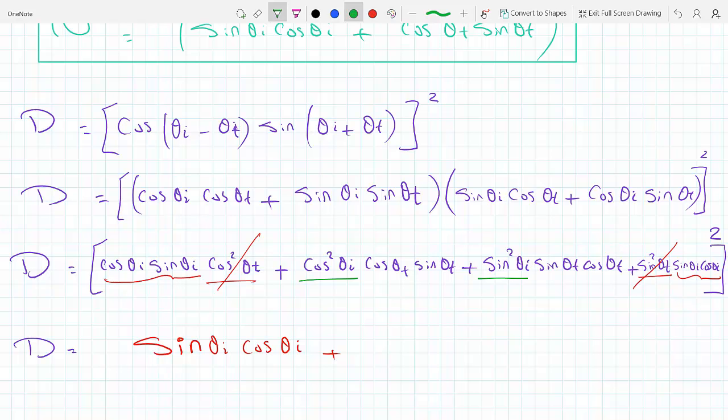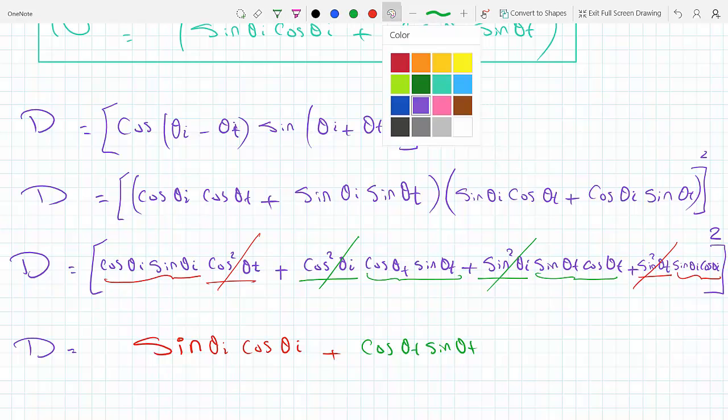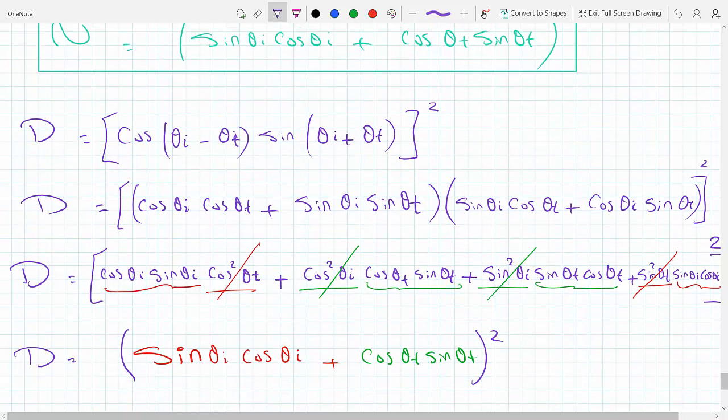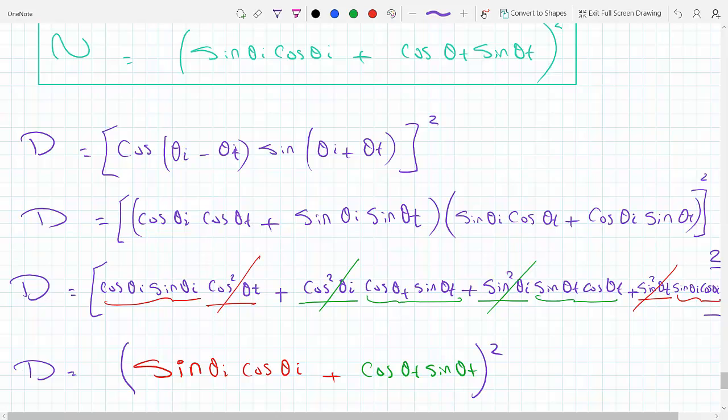This has cosine squared theta I, sine squared theta I, and these two are the same. So if I factor out sine theta t, cosine theta t, I will get cosine squared theta I plus sine squared theta I, which go to 1, and I will be left with cosine theta t, sine theta t. And this whole thing is squared.